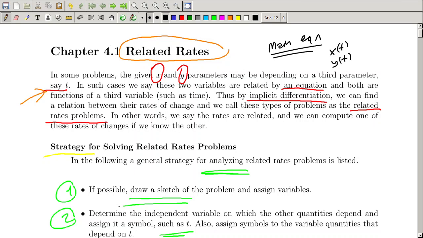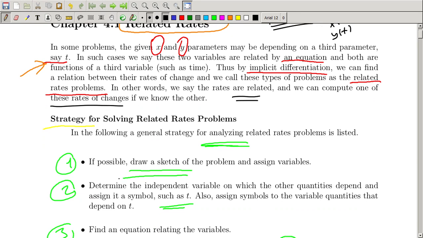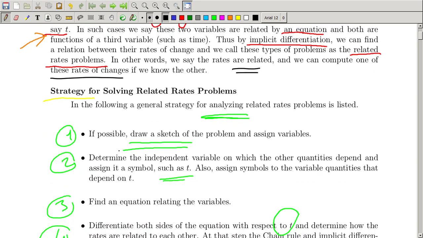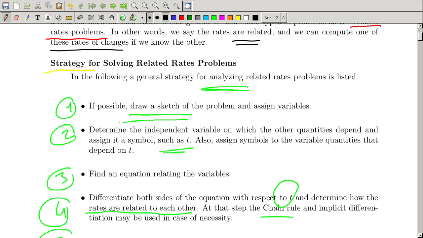So you will evaluate the problems, for instance, the change in x or the change in y when the time passes. In other words, we say the rates are related to each other, and we can compute one of these rates of change if we know the other. Let me first remind you that this lecture will be in two parts. In the first part, I will give the main facts and maybe some simple examples. Then in the second part, we will have just examples.